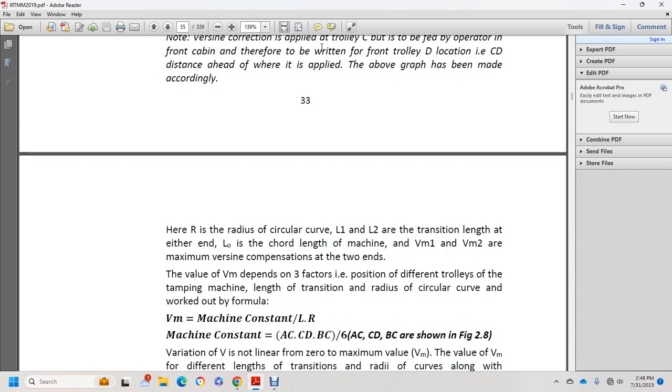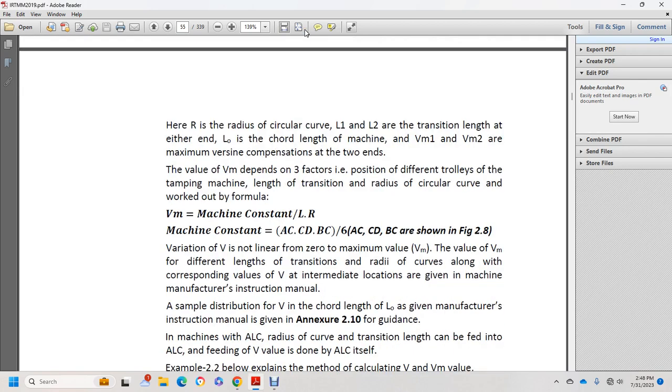versine compensation maximum is equal to machine constant over L times R. Machine constant is equal to AC times CD times BC over 6 times AC times CD times BC, as shown in figure 2A. Variation of V is not linear, with zero to the maximum value M. The values of the versine compensation for different lengths of the transition and radius of the curve, along with corresponding values of versine compensation at intermediate locations, are given in the machine manufacturer's instruction manual.